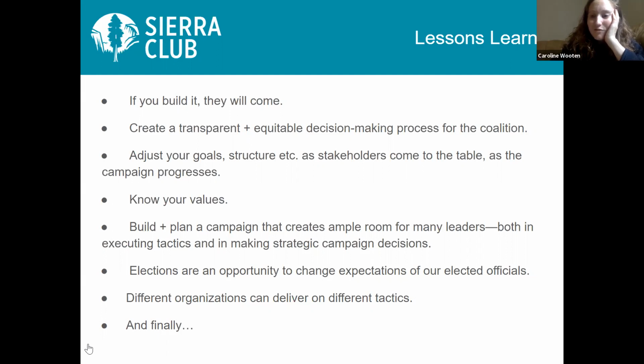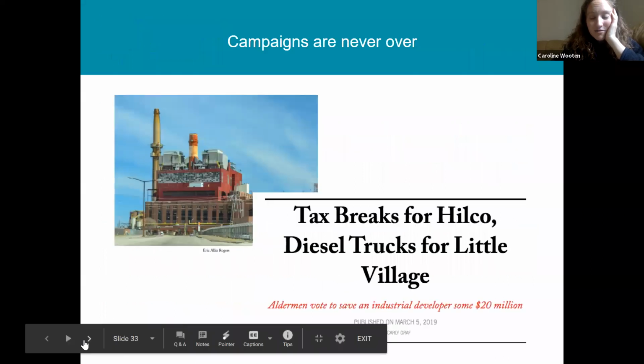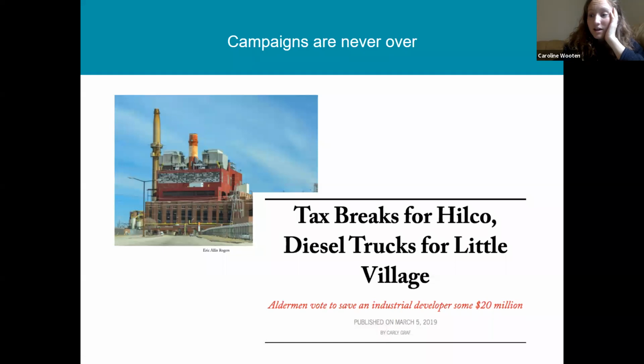And then everything in between, there were all sorts of different groups and they could really deliver in different ways. And then finally, I'm sorry, the depressing part of the presentation is campaigns are never done. So right now, as some of you might know, the Crawford coal plant in Little Village is in the process of becoming a distribution site, which is not really a just transition. There's going to be a lot of diesel polluting trucks, not good standards for workers, et cetera.